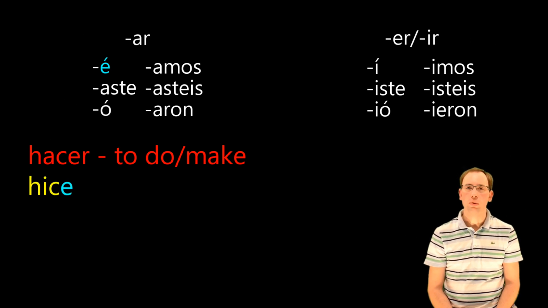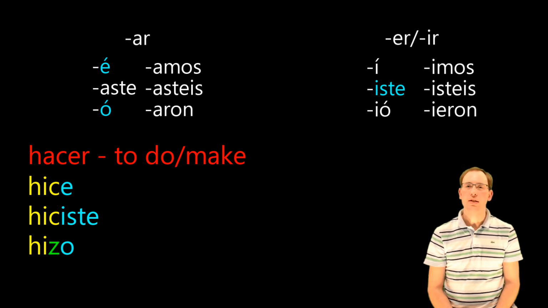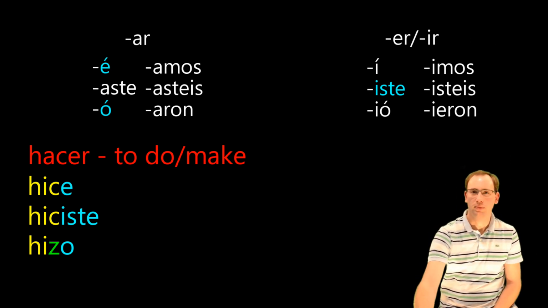For our tú form, we're going to take our ER-IR ending. It's going to be hiciste. For our usted, él, ella form, we're going to go back to our AR ending with no accent, and it's going to be "iso." Now notice how I have to spell "iso." If I were to keep the C from my default spelling of the stem, then I would have to pronounce that H-I-C-O as hico.